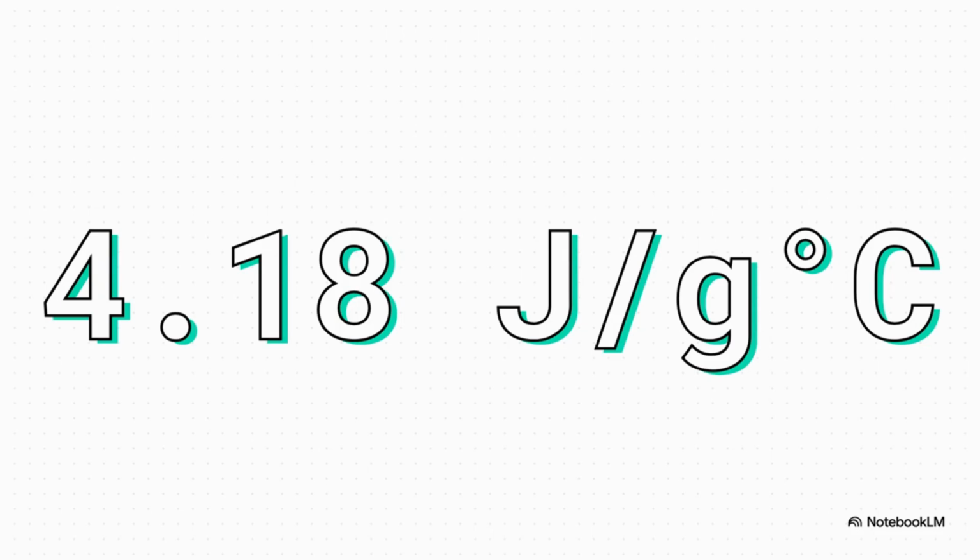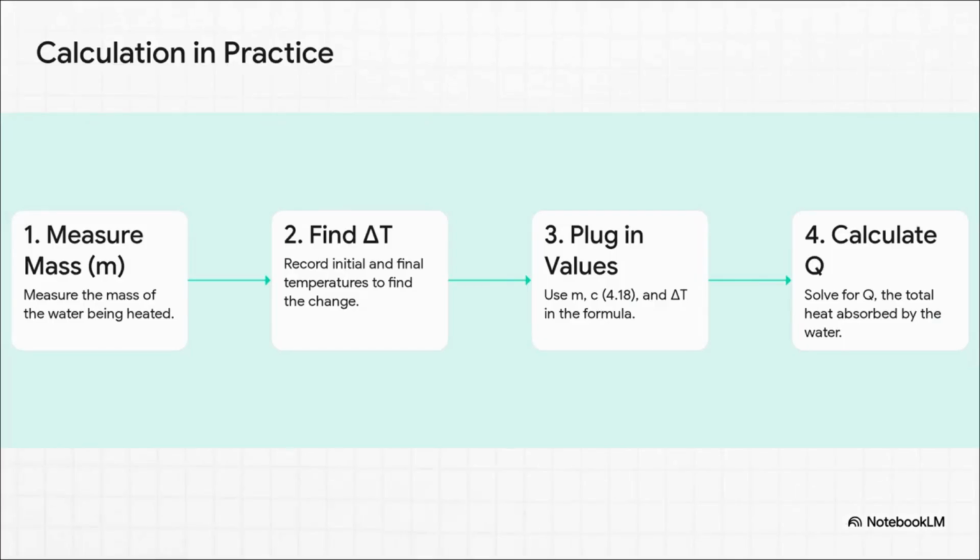And what that means is that it takes exactly 4.18 joules of energy to make the temperature of 1 gram of water go up by 1 degree Celsius. It's just a fundamental property of water itself. All right, let's put this into practice.